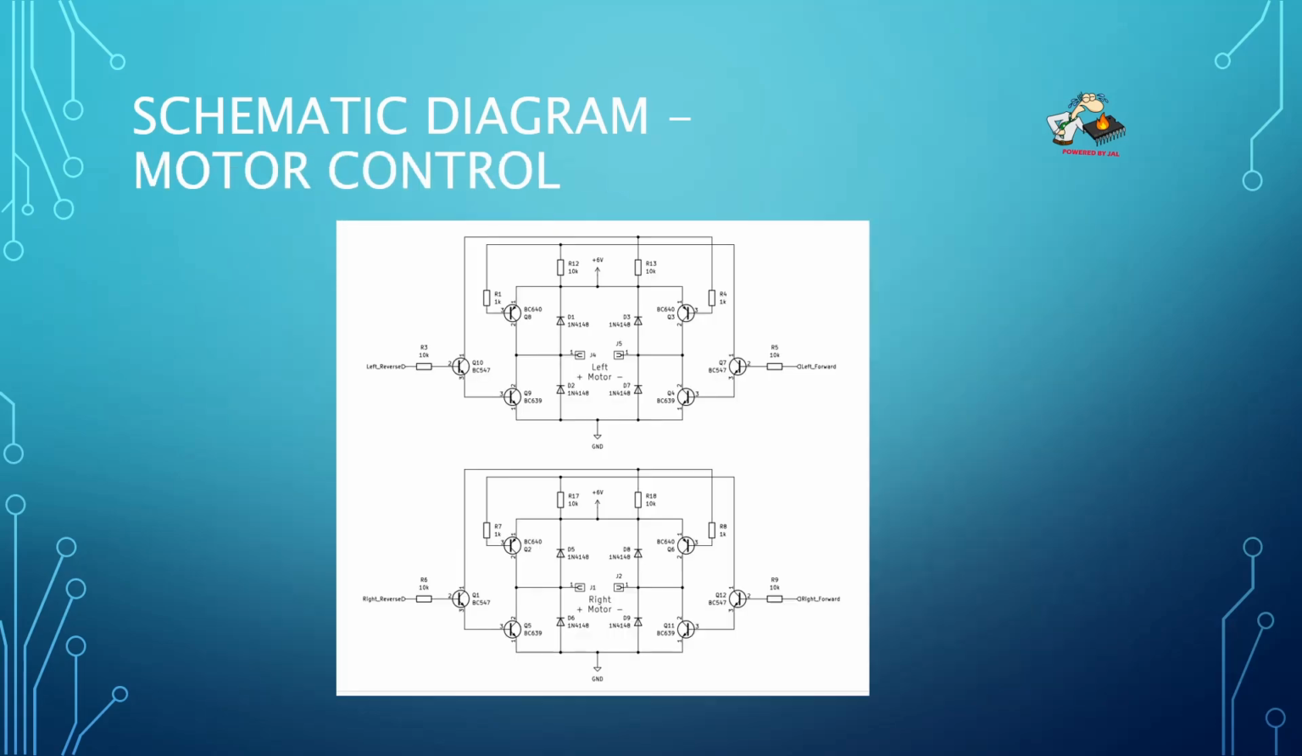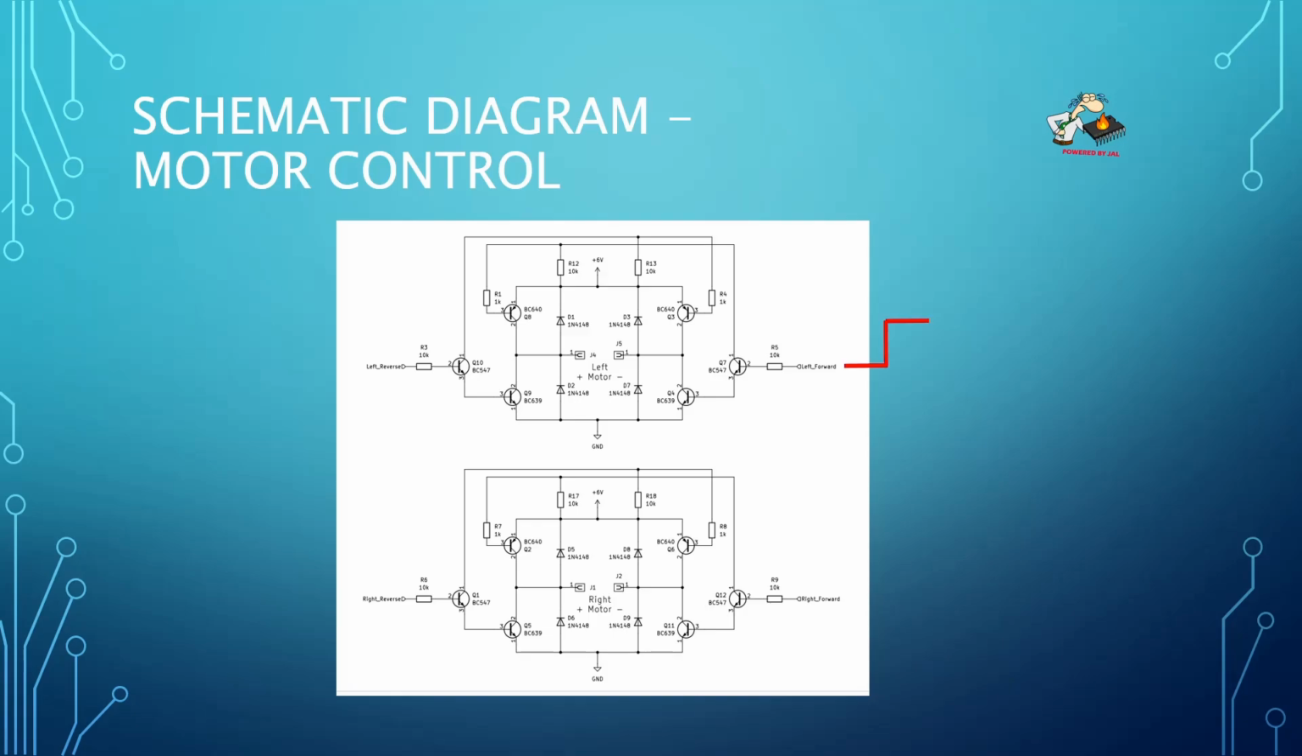Then we have the second part, which is the motor control. And this is called an H-bridge. Normally you can of course buy an H-bridge module, which can support a lot of current, but I don't need that. So I made it with transistors. So how does it work?